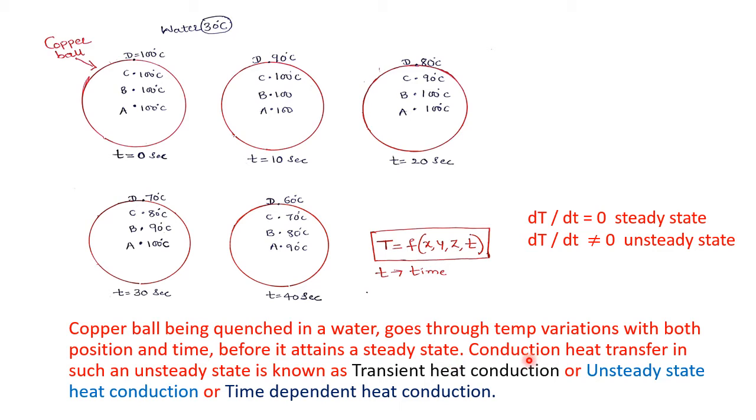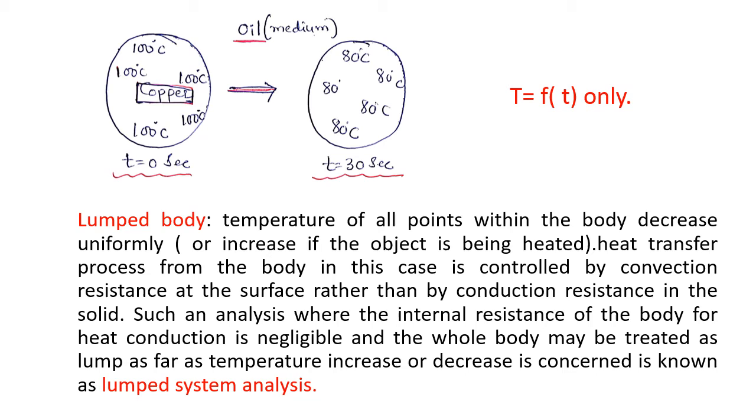So the conduction heat transfer in such an unsteady state is known as transient heat conduction, or unsteady state heat conduction, or time dependent heat conduction. All these three meanings are the same. Now let us study lumped system analysis.